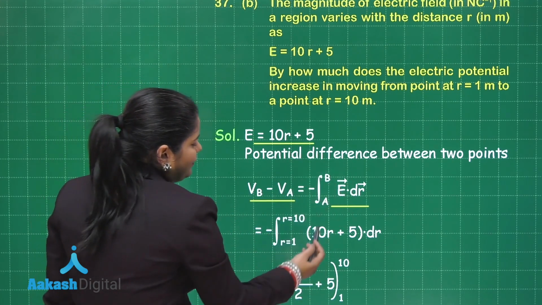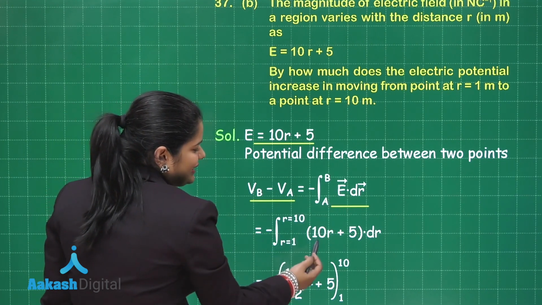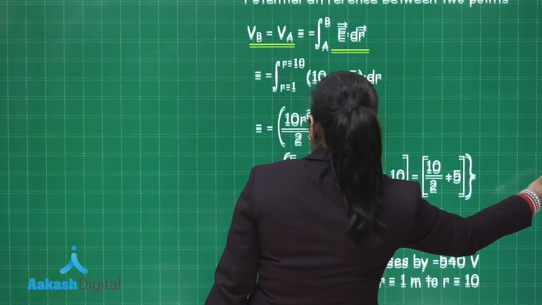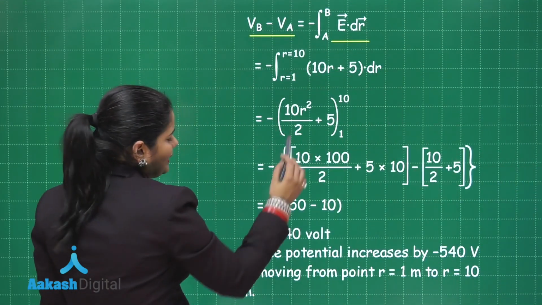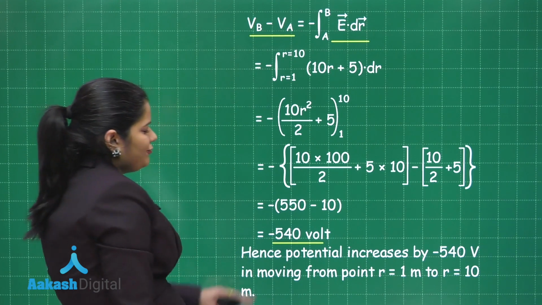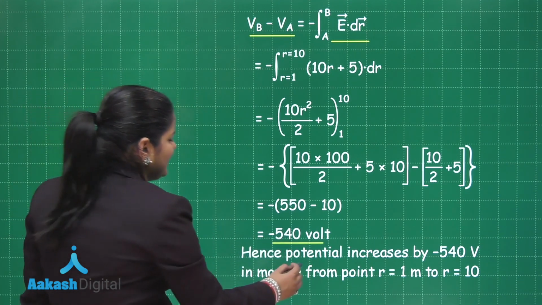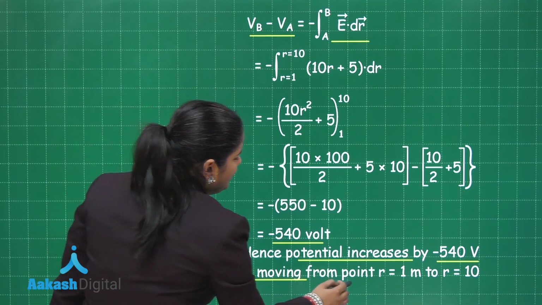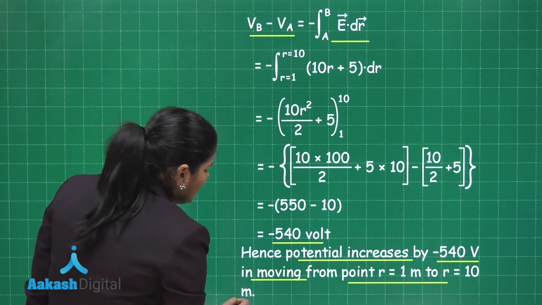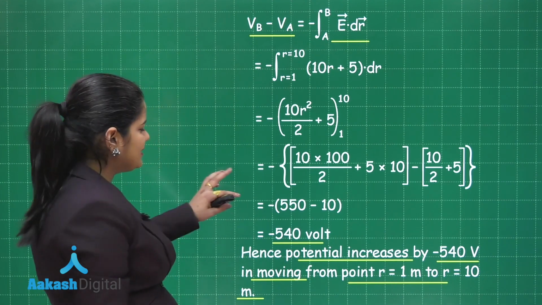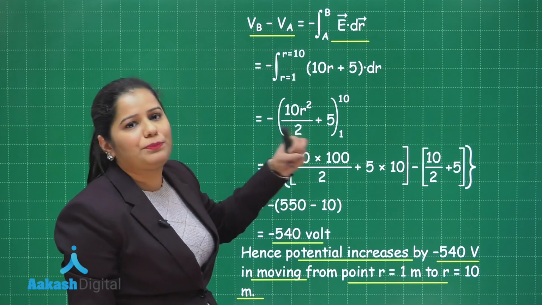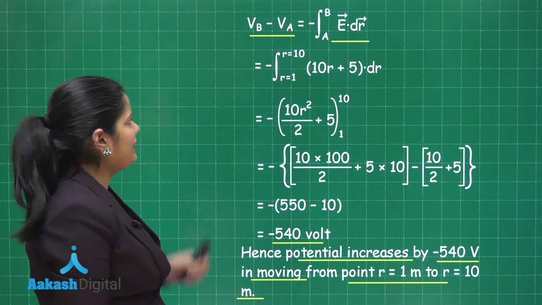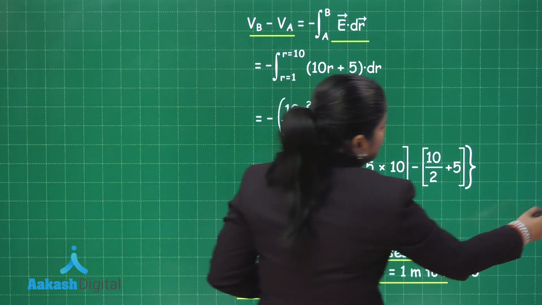Now here I have just substituted the value of E as 10r plus 5 that is given to us in the question. When you integrate this expression you will get VB minus VA as minus 540 volt. So you can see that the potential increases by 540 volt in moving from the point r equal to 1 meter to r equal to 10 meter. So this is how the potential changes when we are moving from point A to point B. I hope this question is also very clear to you.